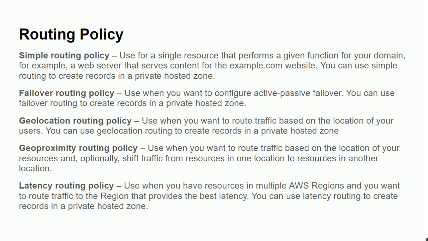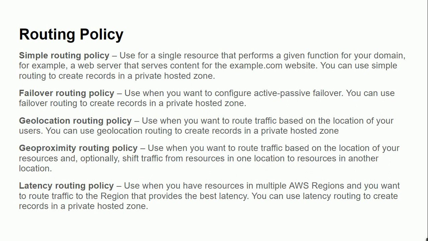Simple routing is similar to our record, like a record you create for example.com, or shop.example.com or web.example.com. So it is similar to that routing. Failover: use it when you want to pre-configure active passive failover. You can use failover routing to create a record in a private hosted zone.